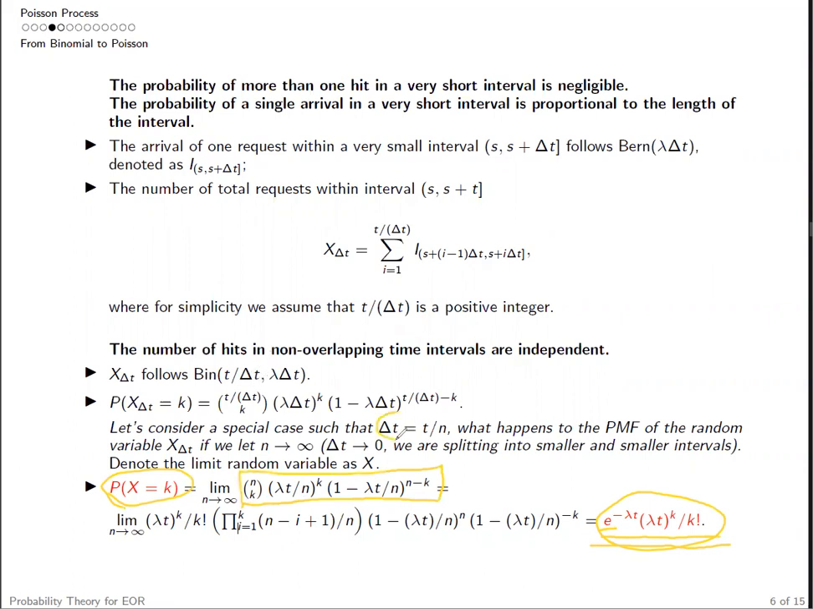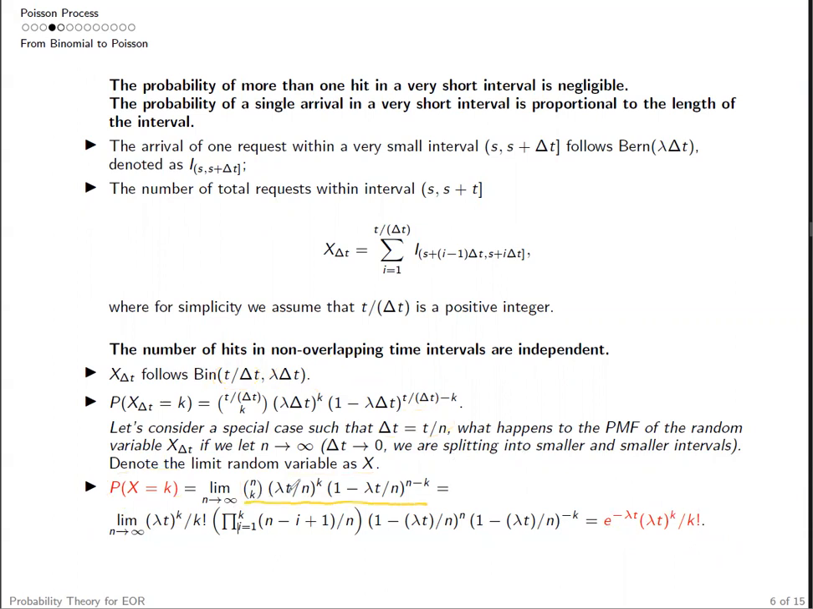Here, given this specification, delta t is t over n, then we have n trials, and the success rate will be lambda times t over n. We just plug in those parameters. This gives the formula here. Next, how do we calculate this limit?